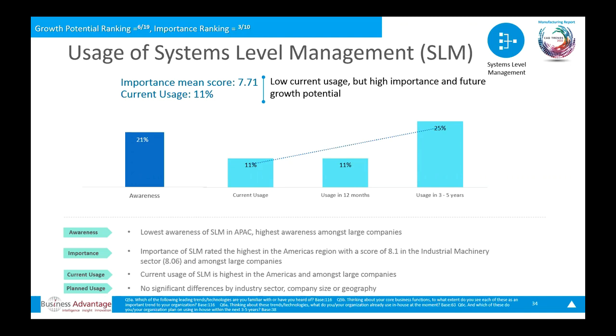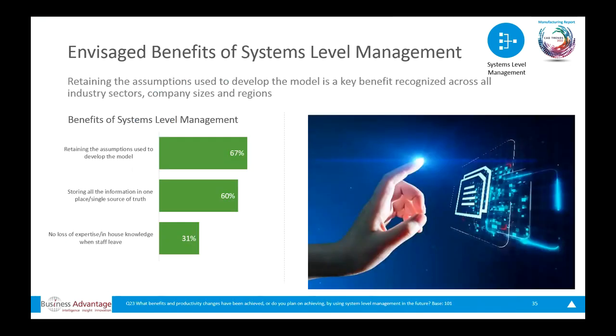The importance of SLM was rated more highly amongst the industrial machinery industry at about 8.1, compared to a mean score of 7.7 across all other respondents. Main benefits associated with systems level management are the ability to retain the assumptions used to develop the model. That's about 67%. And the opportunity to store the information in one place, providing a single source of truth. That's 60%. This was across all industry sectors, regions, and company sizes.